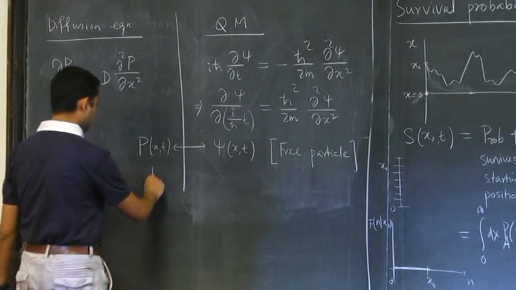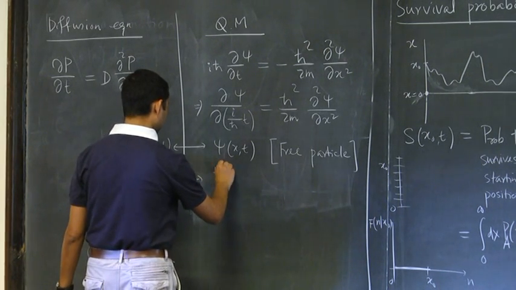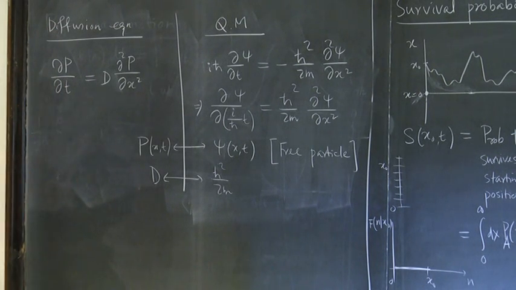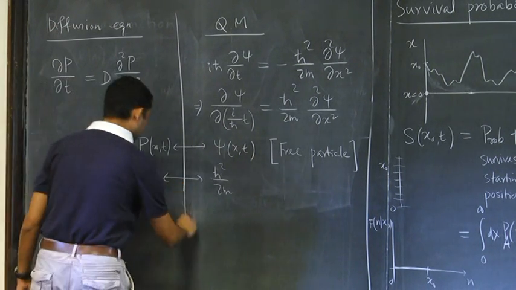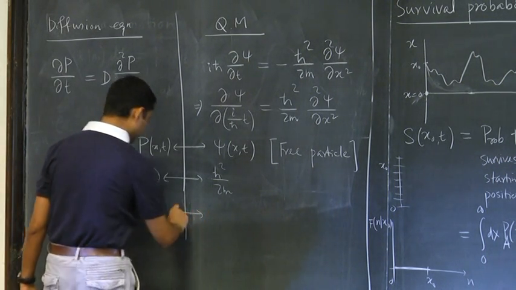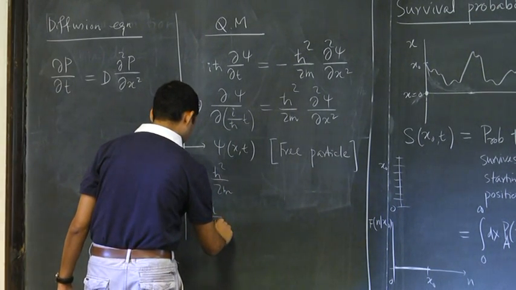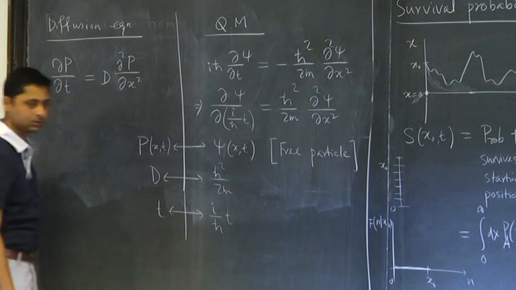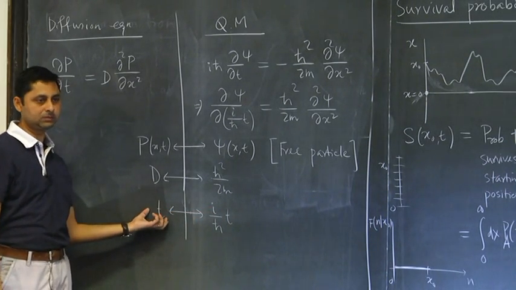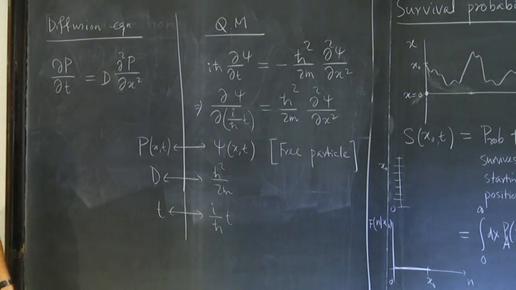D here goes to h cross by 2m, and time here goes to i by h cross time. So, here if the time is real, there the time is imaginary, and vice versa, but it is just a mathematical analogy.